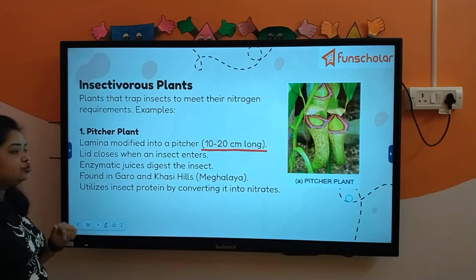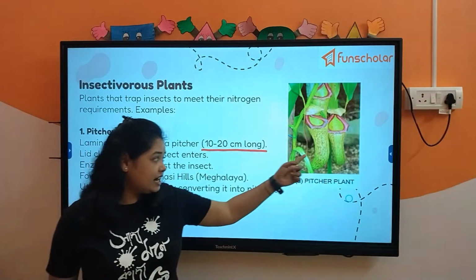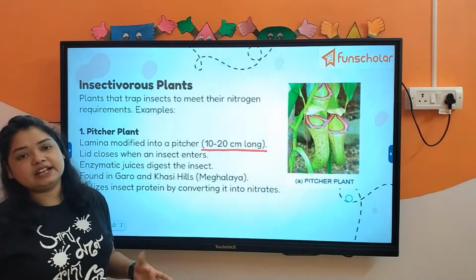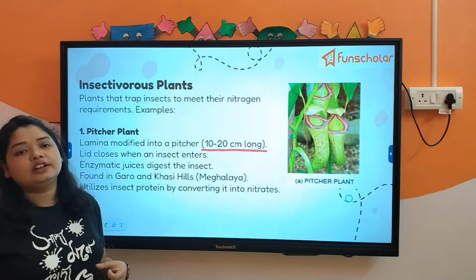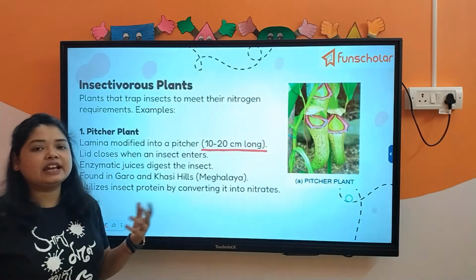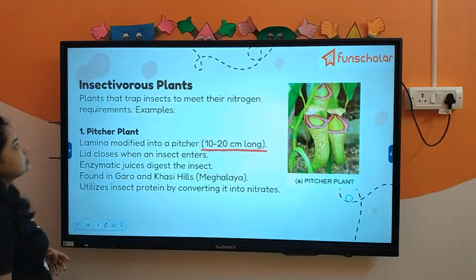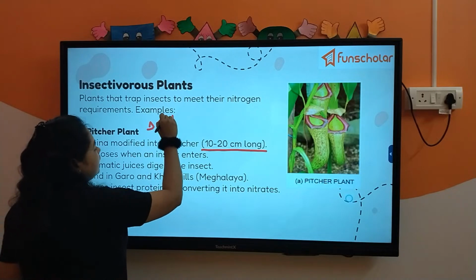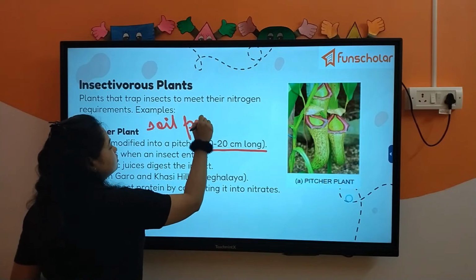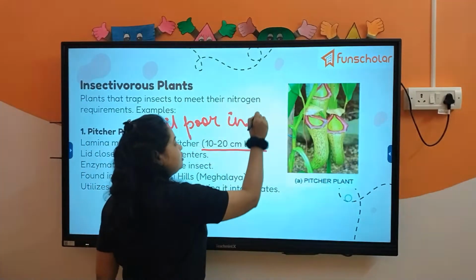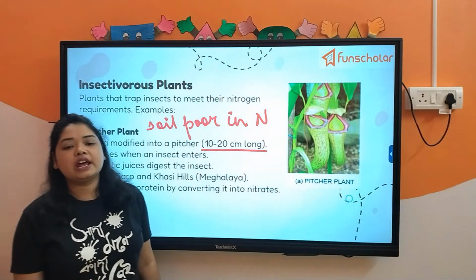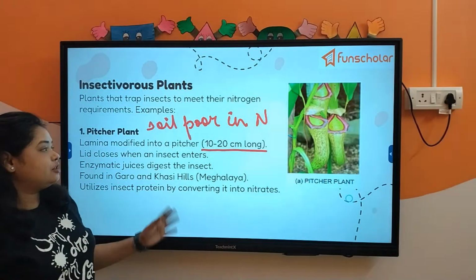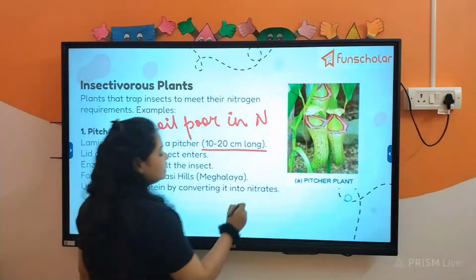And then the enzymatic juices will be released from inside the pitcher, which will digest the insect, and from that digested insect, the pitcher plant will draw the nutrient that it is deficient in, that is nitrogen. Why? Because the insectivorous plants usually grow in soil that is poor in nitrogen, right? And we know nitrogen is the main component of proteins, so they draw the nitrogen from the insects in the form of nitrates.